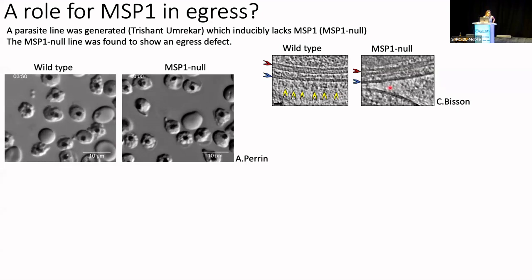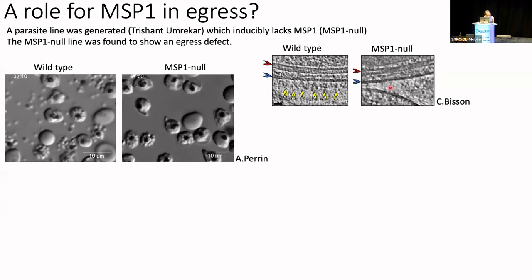If you look at the videos, on the left is the wild type situation where the merozoites burst sort of explosively out of the red blood cell, and then the MSP1 null has defective egress.